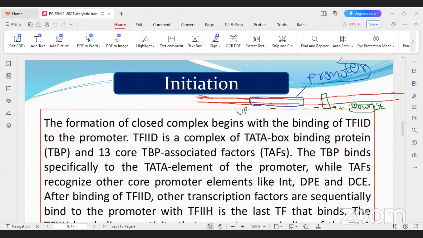This promoter has specialized consensus sequences. This sequence is called the TATA box. This is very important. It is called the TATA box.